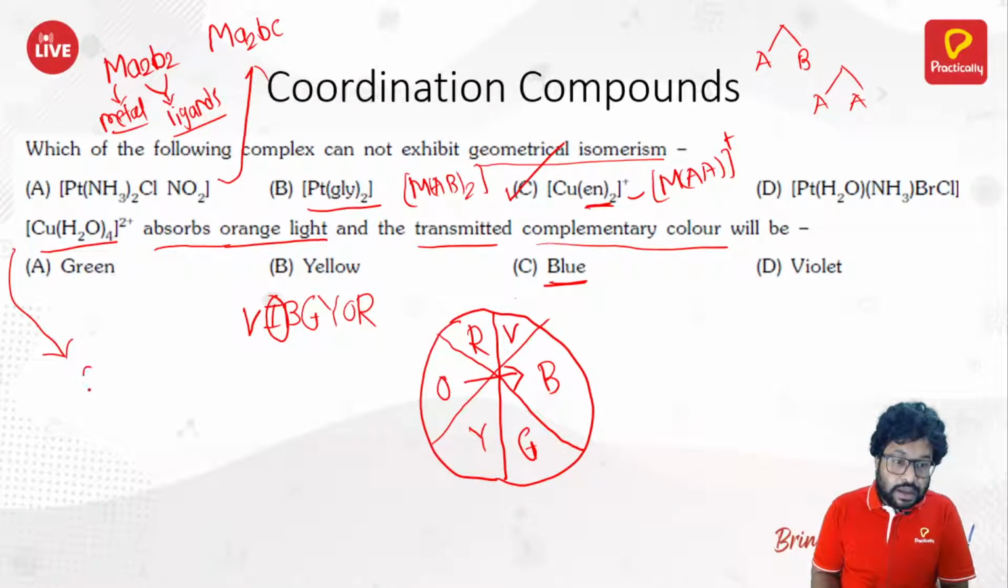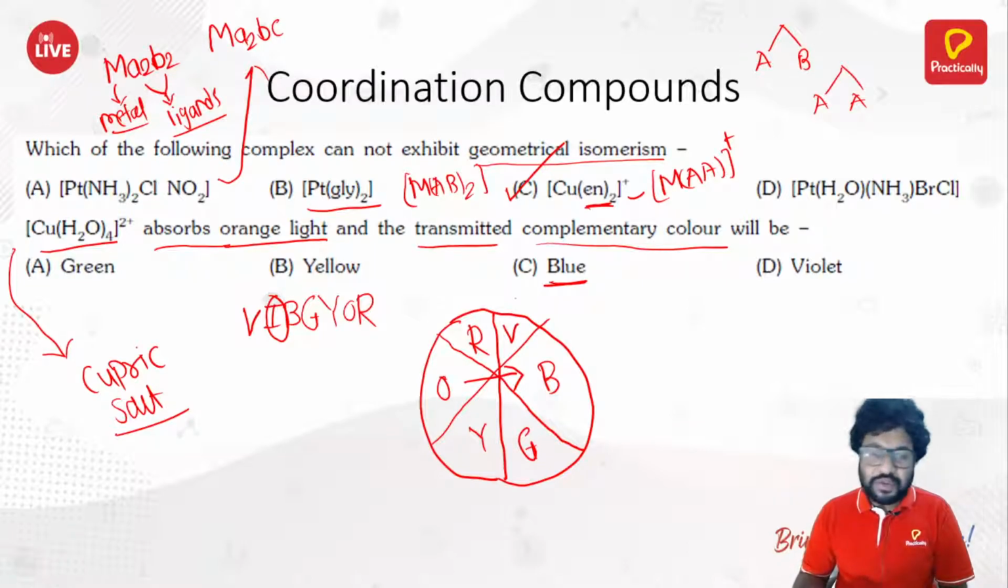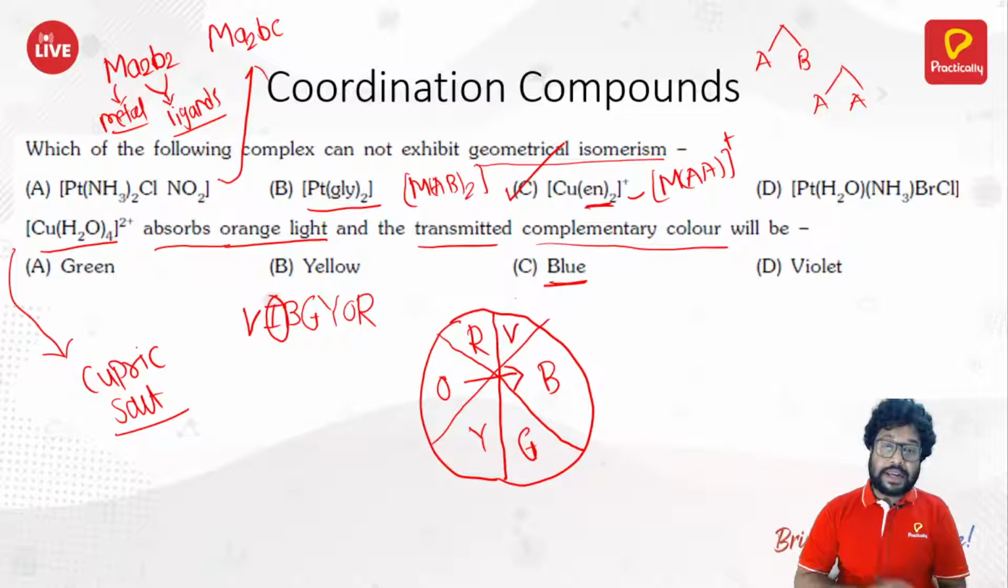And it is blue. This is a cupric salt. Cupric salt has blue color. Okay. Chalo, moving ahead with this now. You can take a look at it. If you have any doubt, you can ask me in the comment section, obviously. Okay. Chalo, moving ahead.